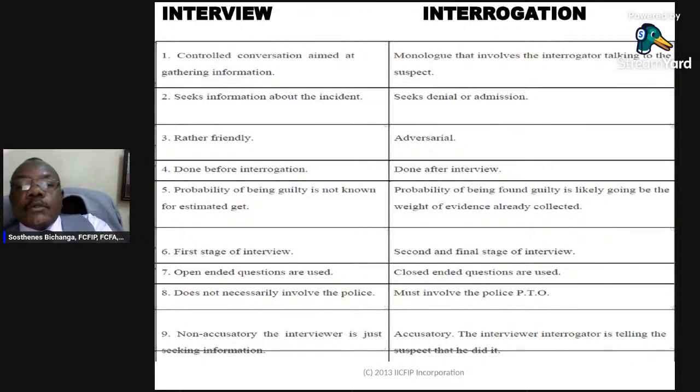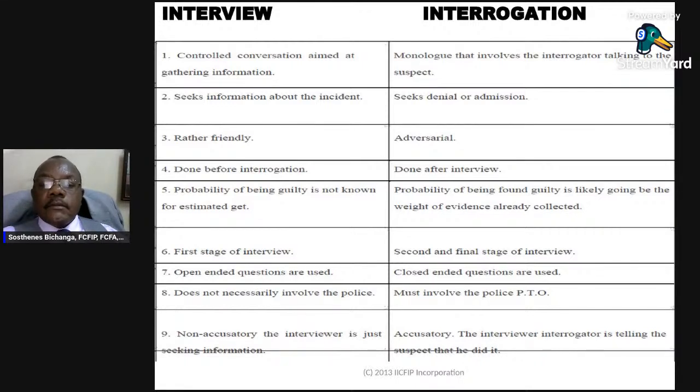So what are the differences between interviewing and interrogation? Number 1, interview is a controlled conversation aimed at gathering information, whereas interrogation is not a conversation, it is a monologue that involves the investigator talking down to the suspect. Number 2, interview seeks information about the incident. Interrogation seeks denial or admission.